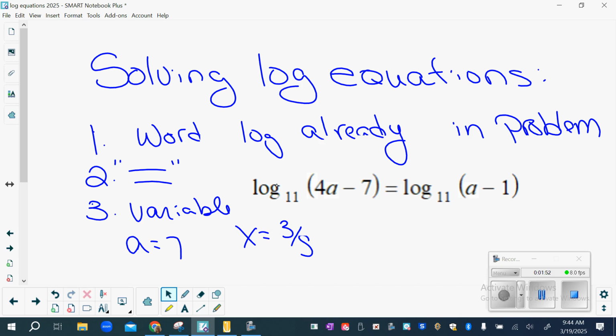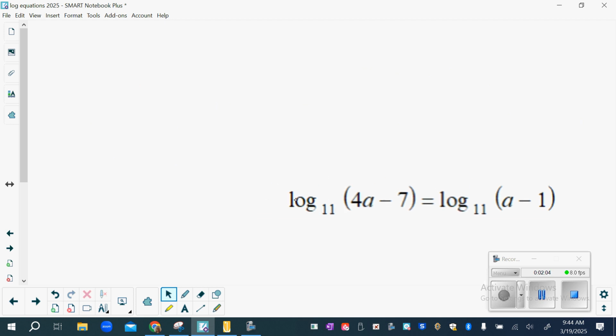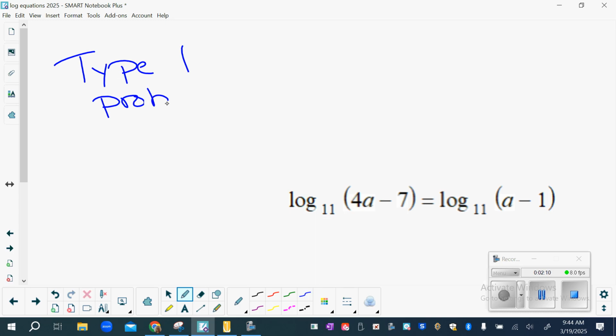And that's because we don't like the word log in a problem, and our goal is to get rid of it. And I'm going to show you some very easy ways to do it. So the very first type that we're going to do, and you're going to write this down, is called a type 1 problem. And the type 1 problem goes like this. It will have the word log on one side and the word log on the other side.